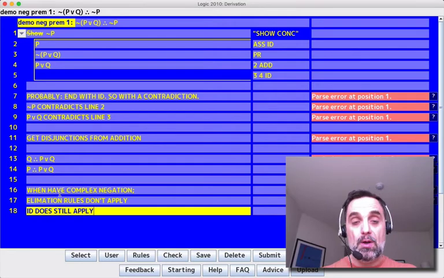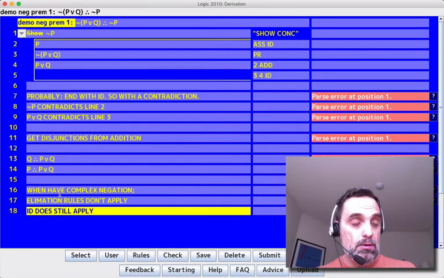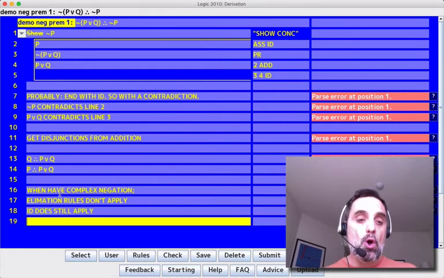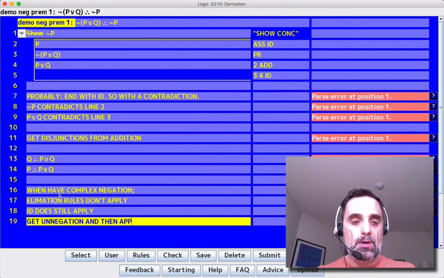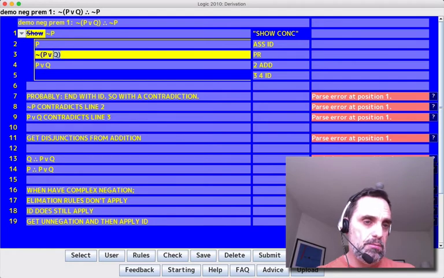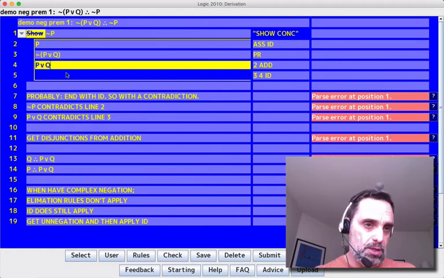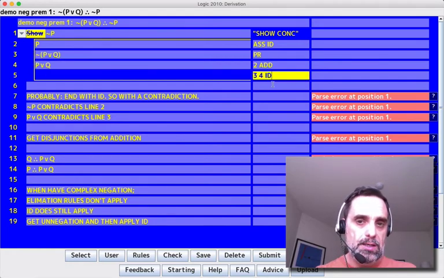Right, the negation can be a big negation or it can be a small negation. In particular, it's fine if it's a big negation. If you have a big sentence and the negation of that big sentence, you can apply ID. So when you have a complex negation, you want to get the unnegation and then apply ID. And that's what we've done here. We have this complex negation. We say, okay, good. Let's get the unnegation and then apply ID.